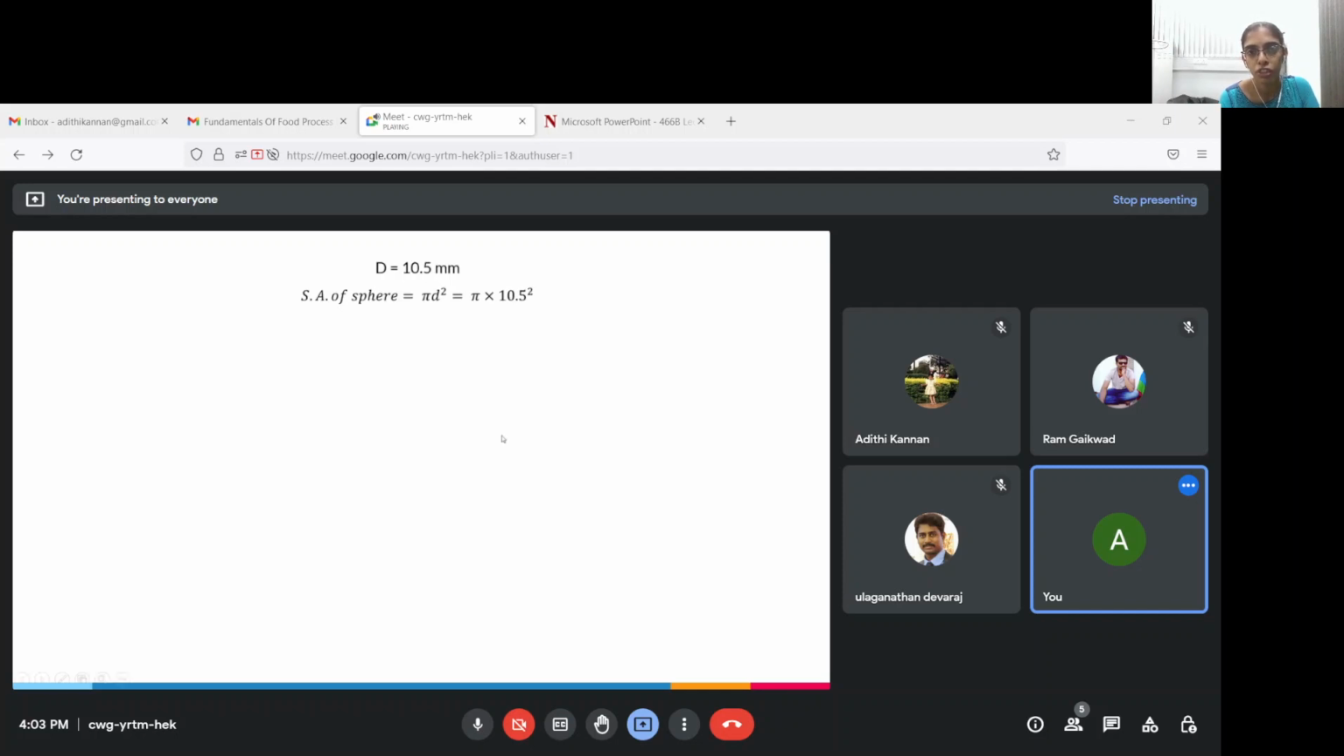So the surface area of the sphere is pi d square, which is pi into 10.5 square. So you're getting the surface area of the sphere as 346.19 millimeter square. So now you have the surface area of the sphere and you have the surface area of the particle. So the surface area of the sphere divided by surface area of the particle will give you sphericity, which comes out to be 0.86. And the more and more this is closer to 1, the more it can replicate a spherical particle. So the answer to this question is option A.